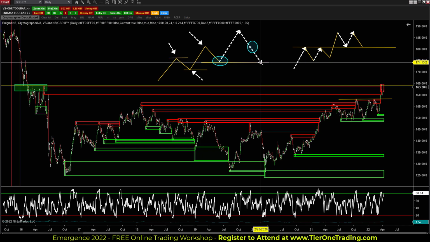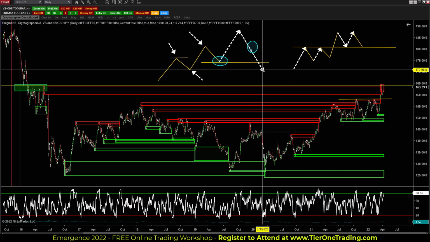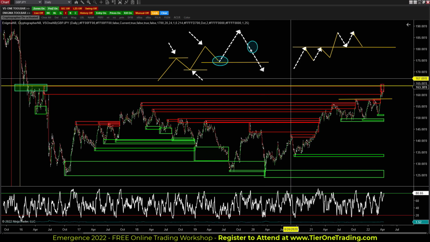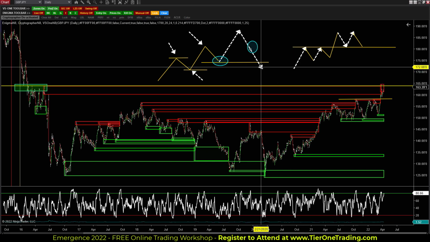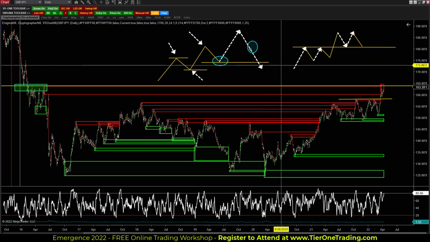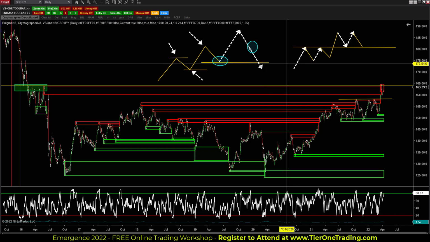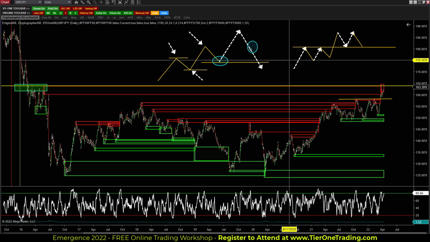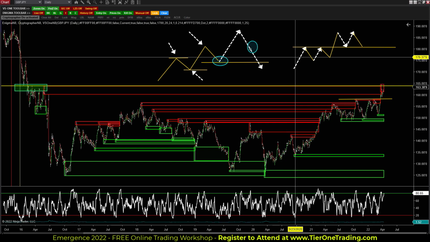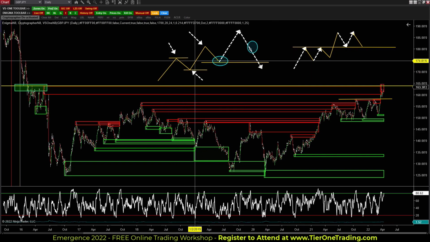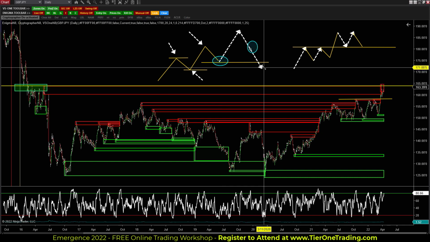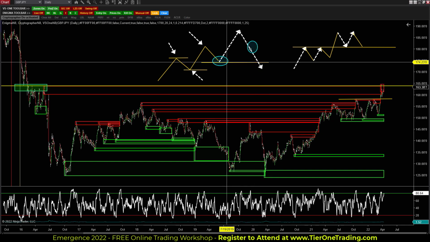Now, if price breaks and closes below this level, now what do we have? Are we still bullish? Or has the bullish trend been violated? Yep, the bullish trend has been violated. So we were saying, hey, we're bullish. Not anymore. So this is when that bull trend ends, when the outside return has been violated.